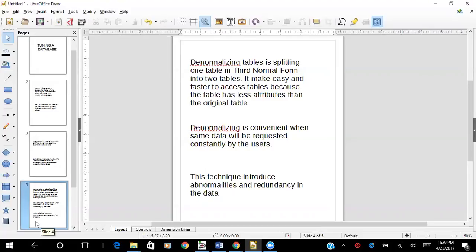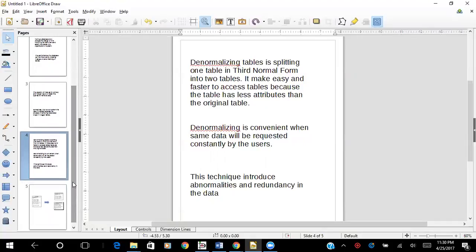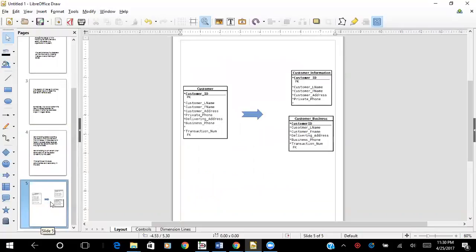But there are a lot of problems too, because when a table is denormalized from its third normal form, it introduces anomalies and redundancy in the data. So the analyst should know what is the best choice for the organization.